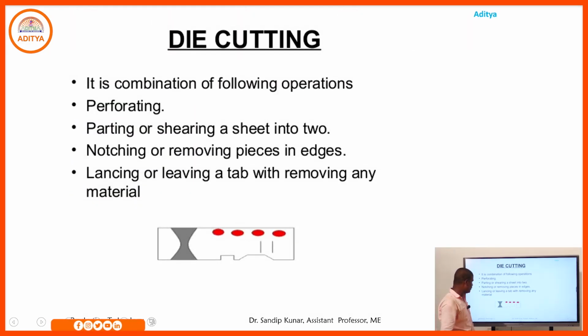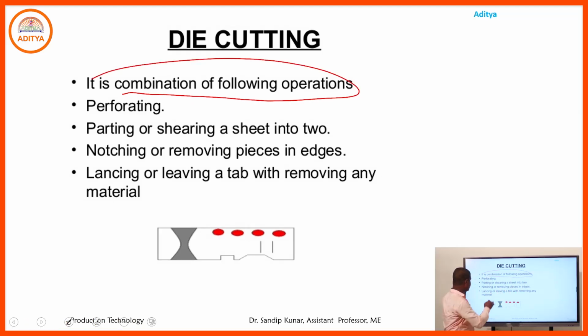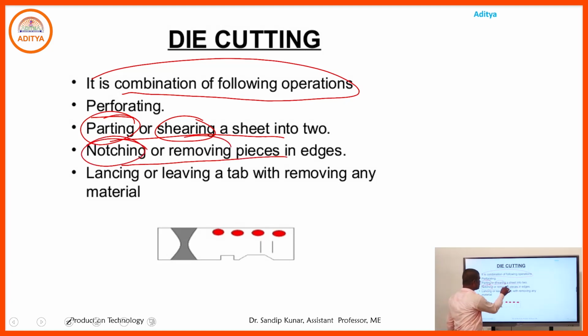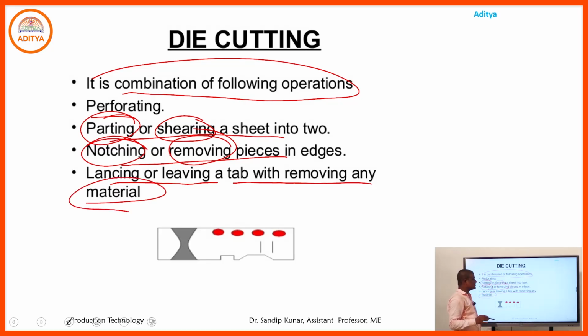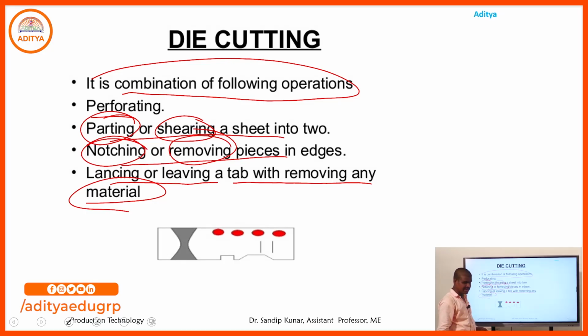Die cutting. Here we see that it is a combination of the following operations. One is perforating. Perforating means producing a pattern-type formation. Parting or shearing a sheet into two. Sometimes the parting or shearing operation converts it into two sheets. Notching, removing pieces at edges, means removing the edge portion, and also lancing, or leaving a tab without removing any material. Those are the operations involved in die cutting.